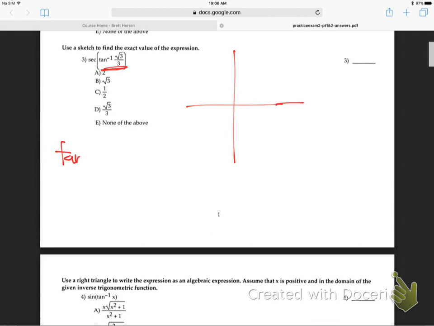Tangent inverse of root 3 over 3. Well, actually, we just did tangent inverse of root 3 over 3. We know it's pi over 6, and if you notice that, you could really do this problem easily. But let's pretend we didn't notice it, or in the real exam, it's probably not going to be the exact same angle. That was just a coincidence, kind of. So let's just do it straight.